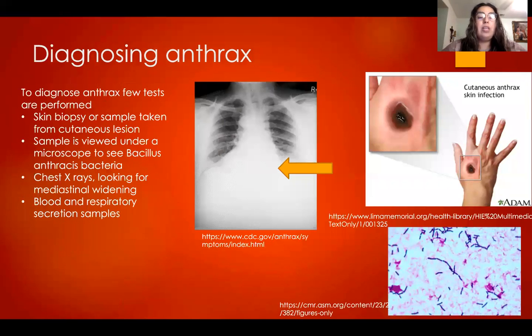To diagnose anthrax, there are a few tests that are performed. A skin biopsy is usually taken from a lesion to view under a microscope to see if it has Bacillus anthracis. Chest X-rays are also ordered if there's a probable cause of inhalation anthrax, and what they're looking for is mediastinal widening in the chest X-rays. Blood and respiratory secretion samples are also taken, and doctors usually work with a special laboratory called the LPN, and this laboratory will perform the special test to confirm anthrax.